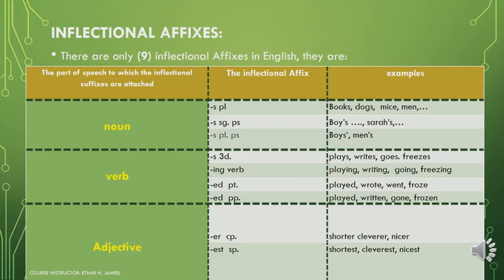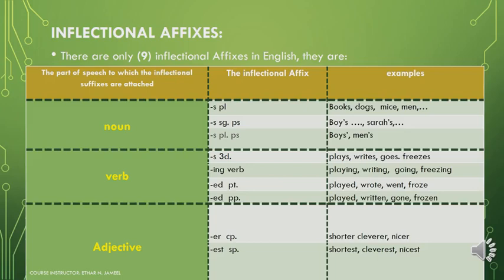We have only 9 inflectional affixes in English. Remember, we have only 9 inflectional affixes. All other affixes are derivational. Just 9 of them are inflectional in English.